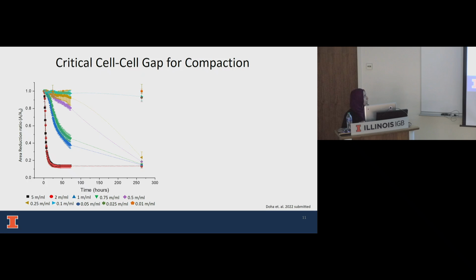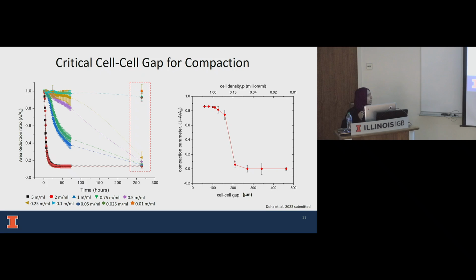However, after waiting for several days, we found that there was a sharp division between the samples. Some samples with a higher initial cell density clustered around an area reduction value of 0.2. So the area reduction ratio is the initial area over the final area. This data shows there is a sharp distinction in the amount of compaction.